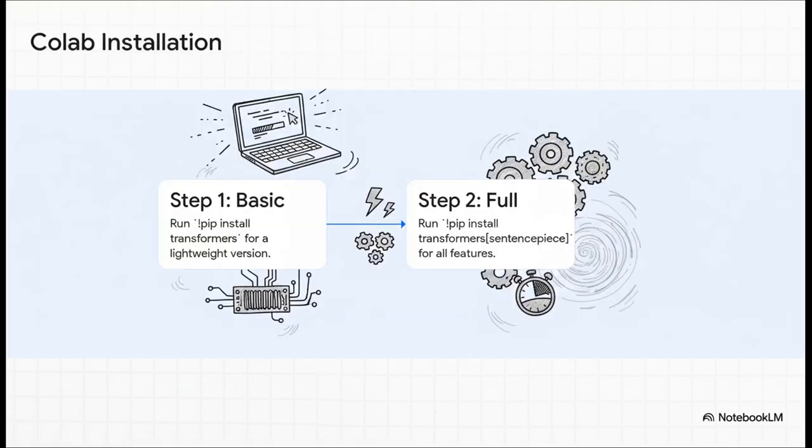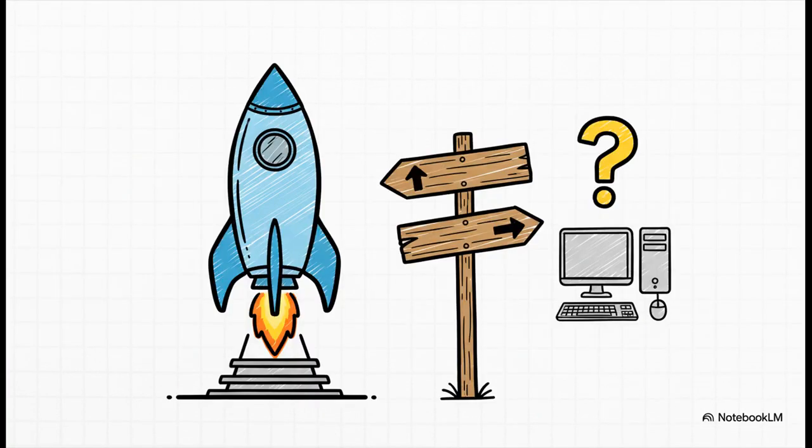It's about as simple as it gets. You just type one line of code into a Colab cell. You start with that exclamation mark, then pip install transformers. That'll get you the lightweight, basic version. But for everything you're going to need in this course, you'll want the full install. That's the command with sentencepiece at the end. It might take a minute or two to run, but that's it. And just like that, you're ready to go.